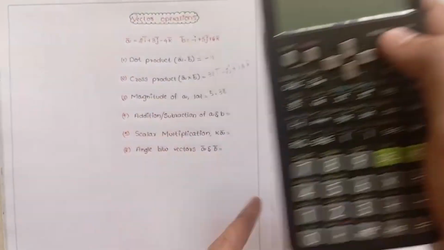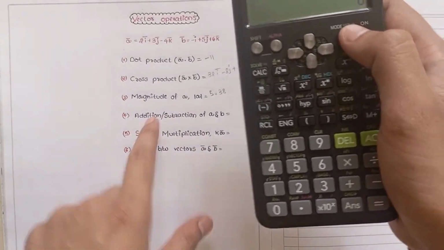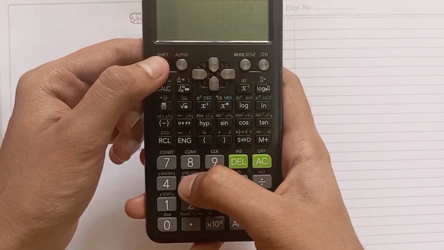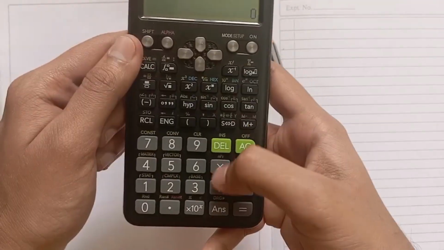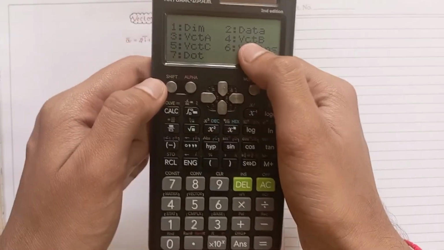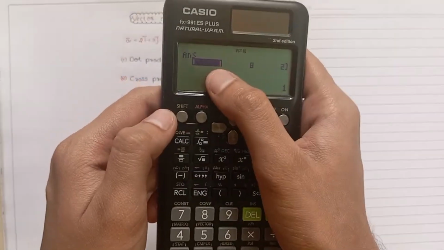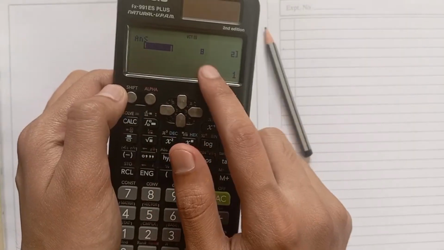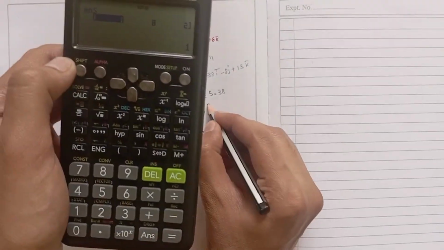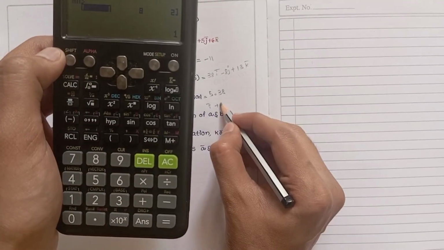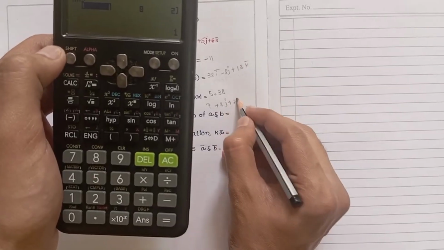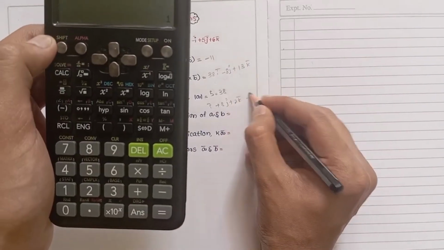Now we will see the addition of two vectors. Press shift plus 5, select vector a, plus, shift 5 again, select vector b. We will get the addition of two vectors, which is nothing but i cap plus 8 j cap plus 2 k cap. That is a bar plus b bar.